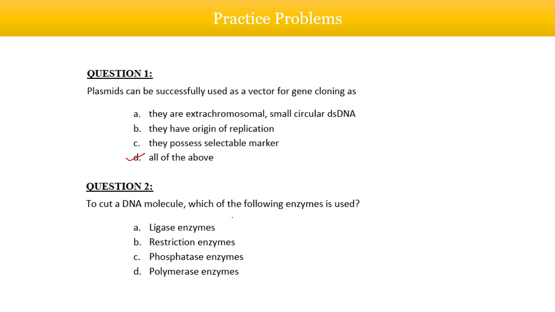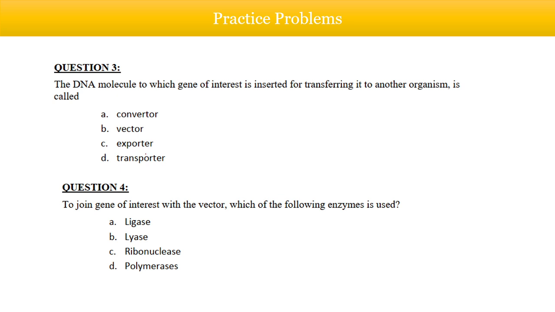Now to cut a DNA molecule, which of the following enzymes is used? Ligase does ligation. Restriction enzyme is the one that does the restriction or cuts the DNA. Phosphatase removes a phosphate group, and you have the polymerase that goes for the DNA extension. Now the DNA molecule into which a gene of interest is inserted for transferring it into another organism: converter, vector, exporter, transporter. That is our vector.